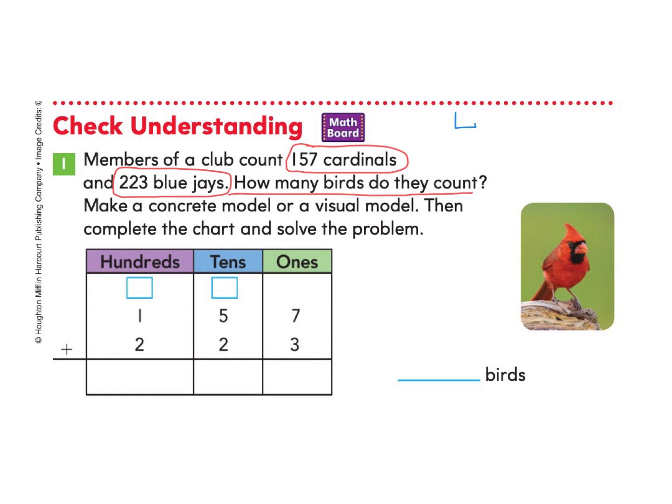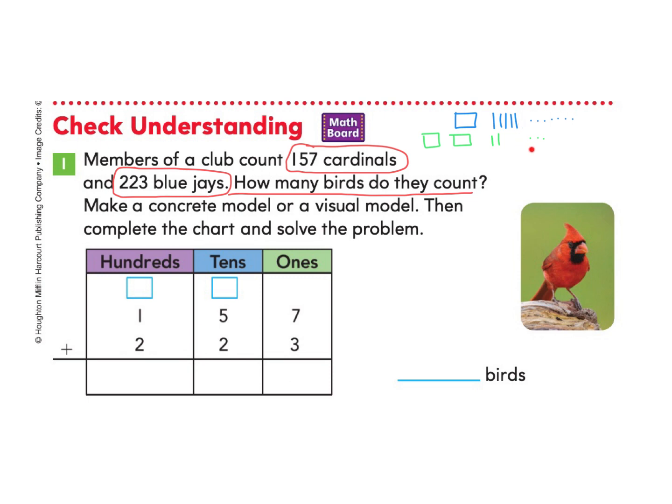I have 157, and then I'm going to draw the other number, which is 223. Now I'm ready to solve on the chart. I have 157 here plus 223. I will start with the ones column. 7 plus 3 makes 10.